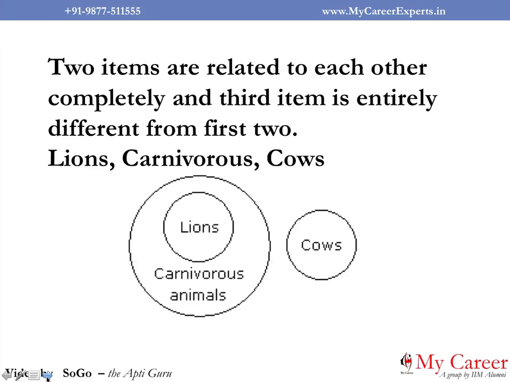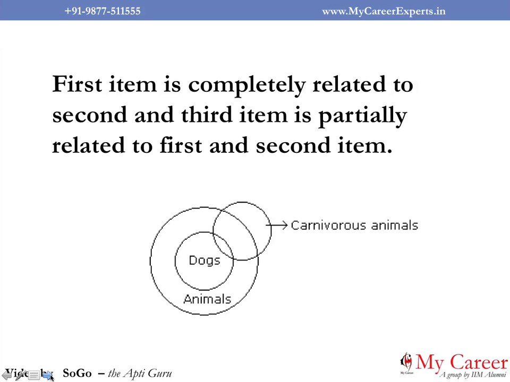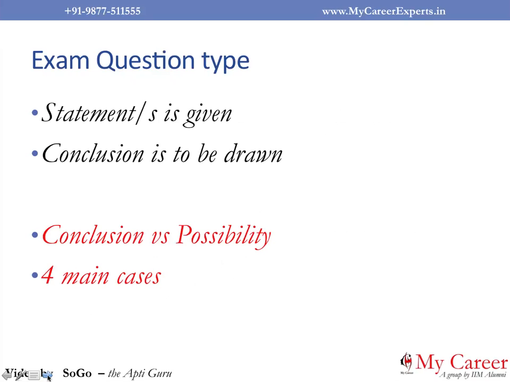Now let us go to real questions of Venn diagram. Let's just do one question and we'll move to the next. The first item is completely related to the second, and the third is partially related to the first and second items. Now we have dogs as carnivorous animals and some of the animals as carnivorous animals. Not all the animals are carnivorous, nor are all the dogs carnivorous. So we will get a diagram of this sort.